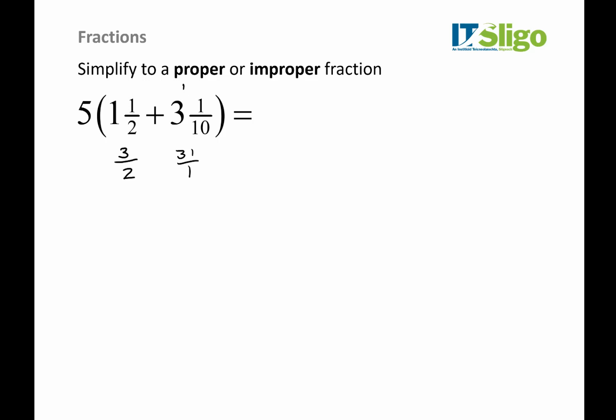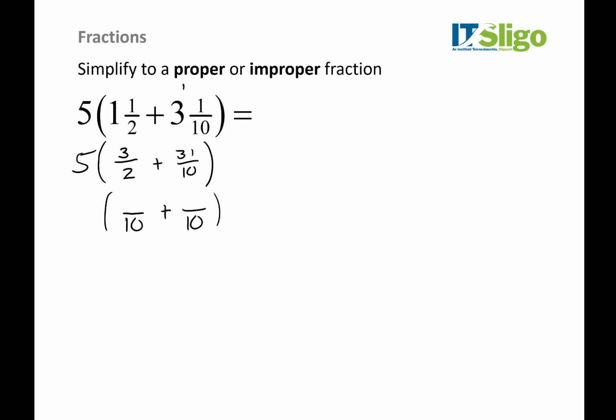Sorry, that should be 31 over 10. So now I have top-heavy or improper fractions. The 5 is still waiting outside. Get a common denominator, it's going to be 10. Keep my sign.